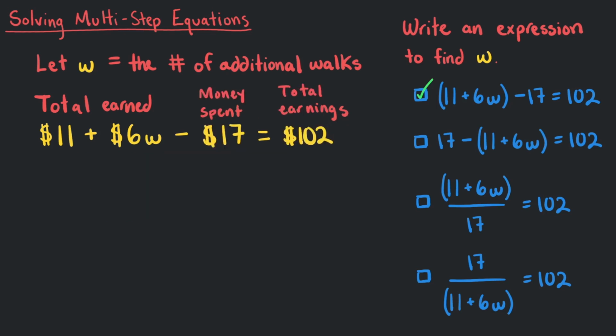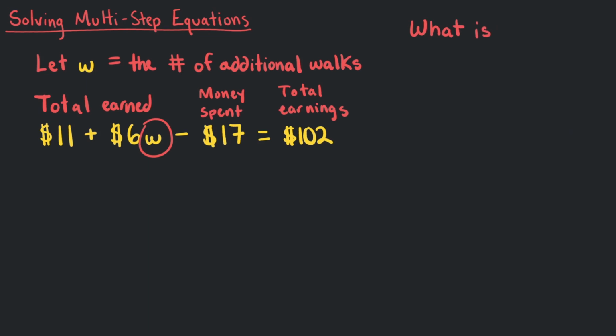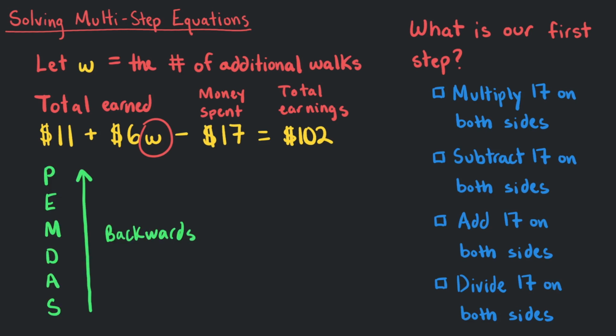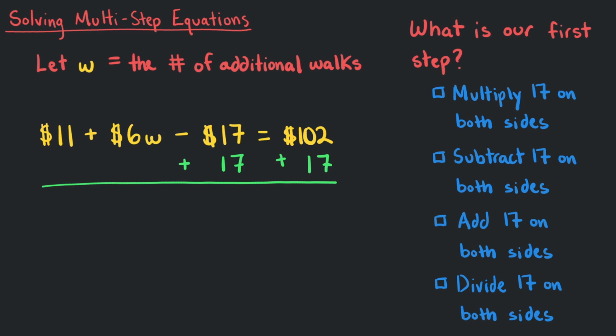Now we want to solve the equation for W. What is our first step? We are working on getting rid of everything outside of the parentheses to open the parentheses up. It's like doing the order of operations backwards to find a number in the problem. Similarly, we will add 17 to both sides as the inverse operation of subtraction is addition. Now we are left with this.